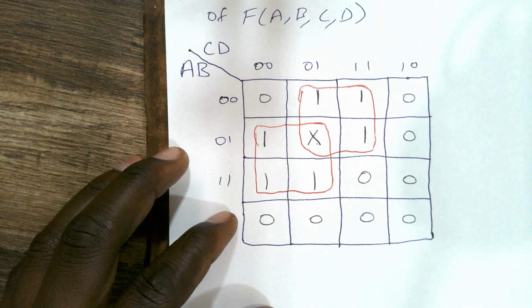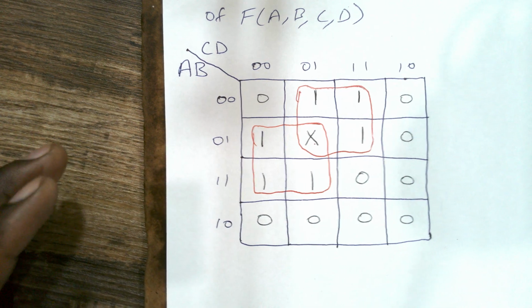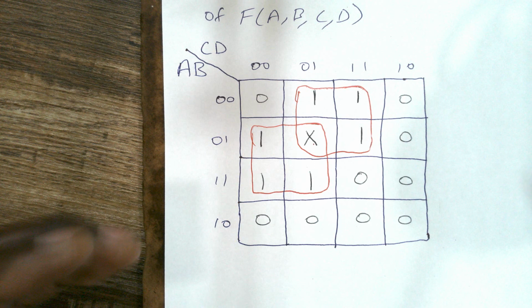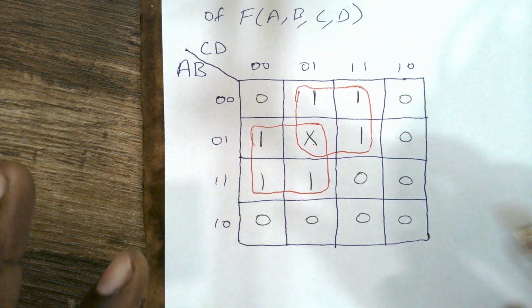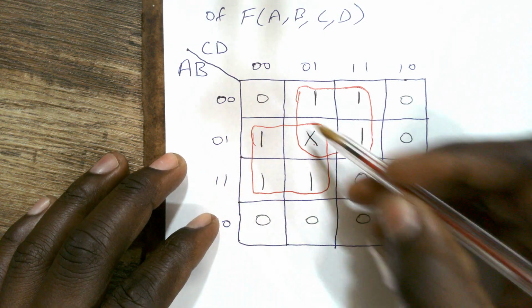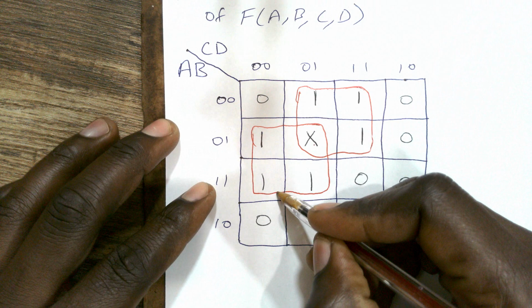So once you complete the circling process, the next thing is to find the expressions for all of the circled ones. So let's do that. Now that we've circled the ones, all we have to do is find the expression for each of the circles. I'll be using the terms circle and square interchangeably. It's the same thing. So the first thing, let's look at this one here.